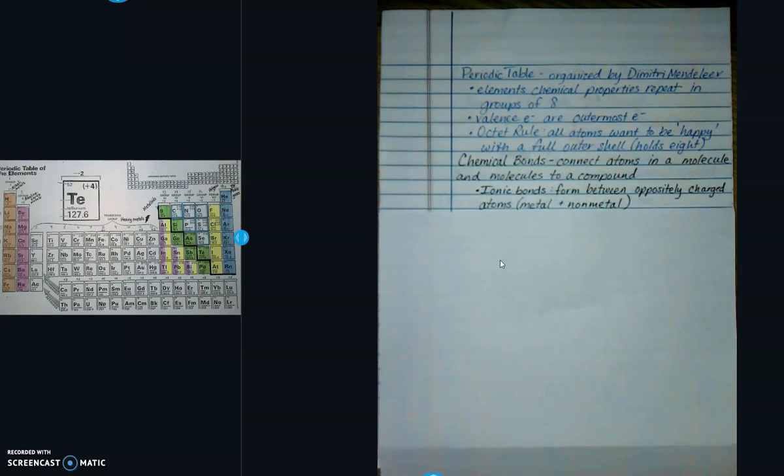A chemical bond is just how atoms connect to each other in a molecule, and then the molecules combine to form compounds. Those ionic bonds are the ones that form between oppositely charged atoms, or a metal and a nonmetal, so somebody from the left with somebody from the right. Covalently bonded molecules are going to share electrons, and this is where you have nonmetals with nonmetals. They have no net charge, and those covalent molecules are going to form our sugars and a lot of our basic carbon-based molecules that we're studying.